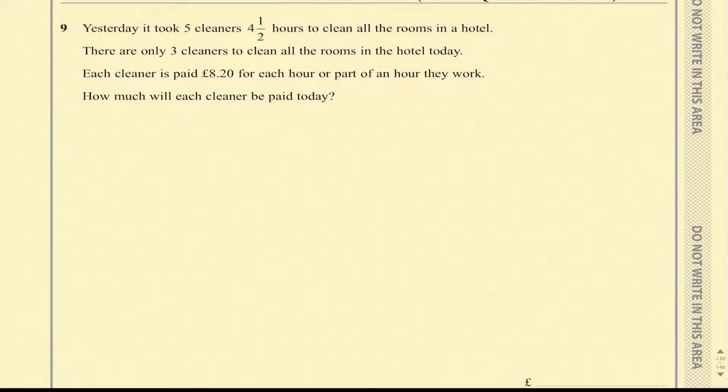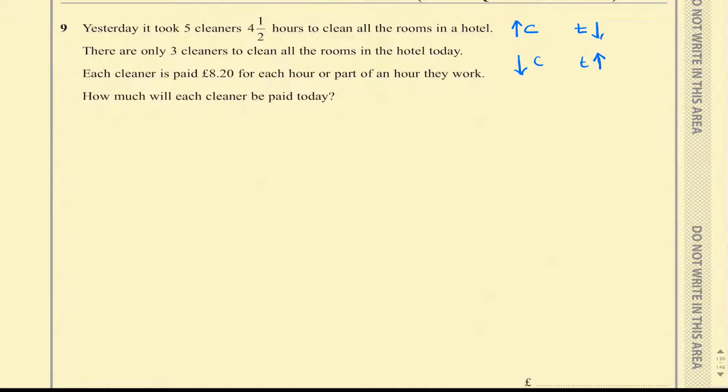Question 9. Yesterday it took 5 cleaners 4.5 hours to clean all the rooms in the hotel. There are only 3 cleaners to clean all the rooms in the hotel today. Each cleaner is paid £8.20 for each hour, or part of an hour they work. How much will each cleaner be paid today? Right. So there is a kind of relationship going on here between the cleaners and the number of hours. If we increase the number of cleaners, the time goes down. If we decrease the number of cleaners, the time they work goes up.